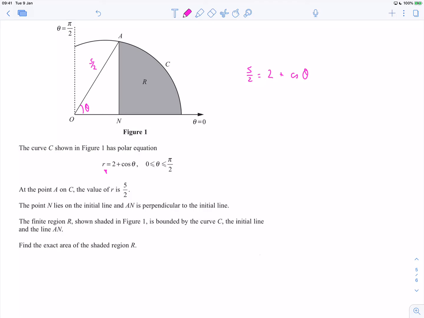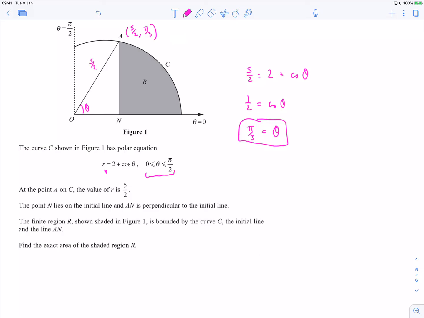2 is 4/2, so this is 1/2 equals cosine theta. Inverse cosine both sides. Inverse cosine of a half, let's just not mess around, is 1/3 of pi. And there's other solutions as well, but seeing as I'm only interested in theta between 0 and pi over 2, I can stop there, that's perfectly fine. So A has coordinates 5 over 2, comma, pi thirds.